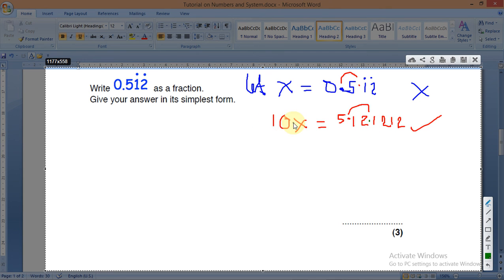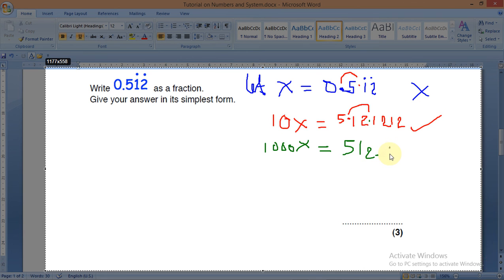So when you multiply the left hand side by 100, you multiply the right hand side by 100. So left hand side by 100, that is what? 1000x equals to, when you multiply this one by 100, that will be 512.12, 12, 12. So I have my two equations that satisfy the rule that says the decimal should be before the first recurring digit. Then I can go ahead and take away equation 1 from equation 2.